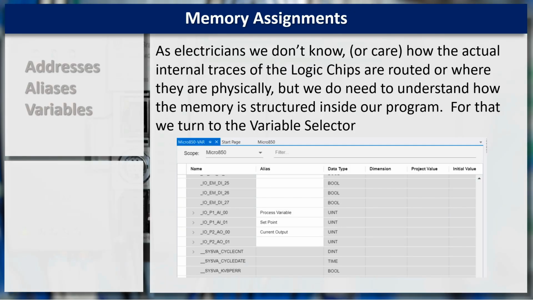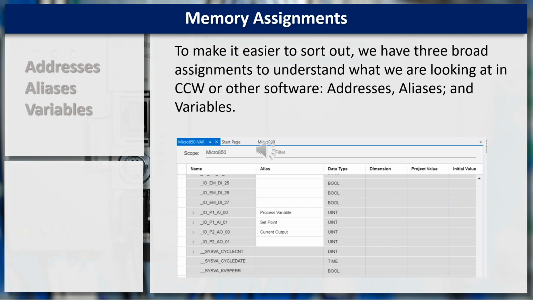As electricians, we don't know or care how the actual internal traces of the logic chips are routed or where they are physically. But we do need to understand how the memory is structured inside our program. And for that, we turn to the variable selector. To make it easier to sort out, we have 3 broad assignments to understand what we're looking at in Connected Components Workbench or other software: addresses, aliases, and variables.